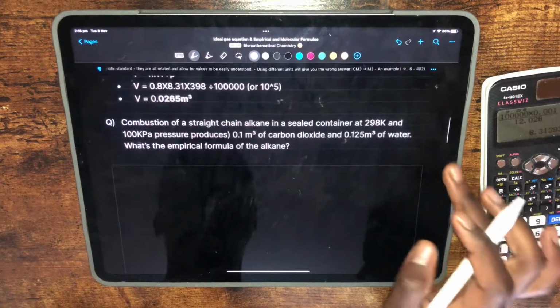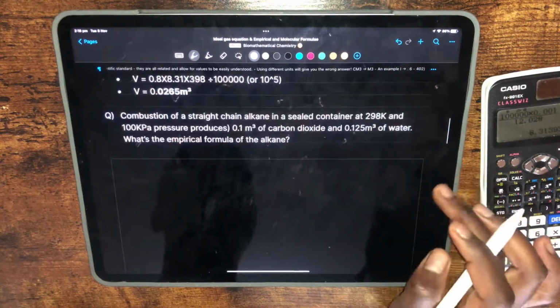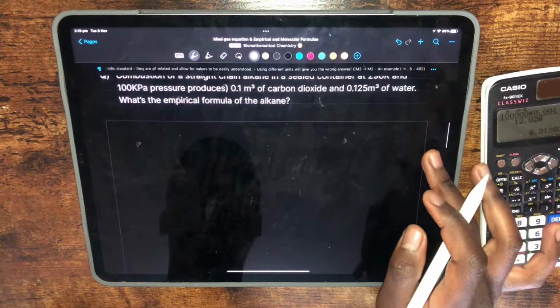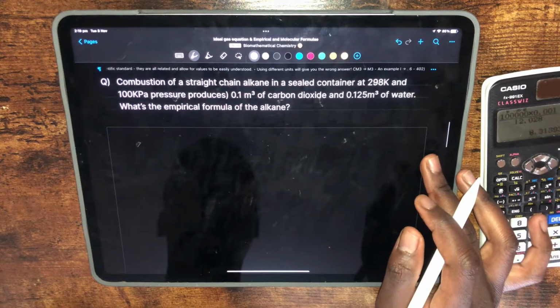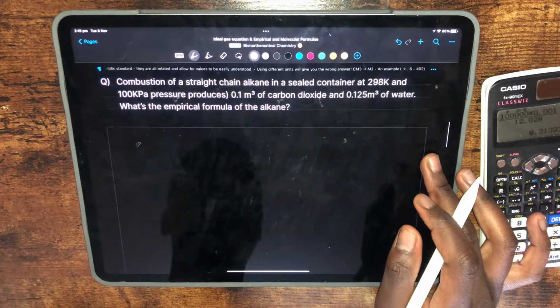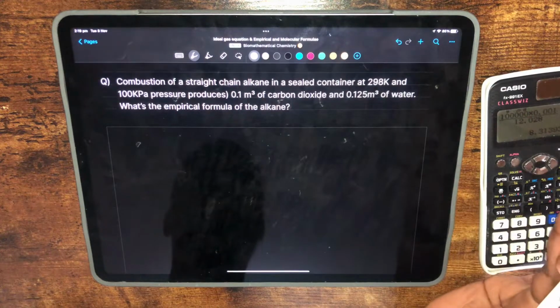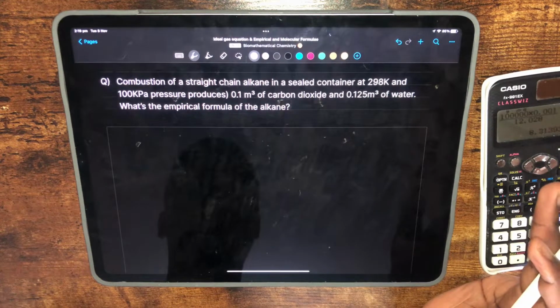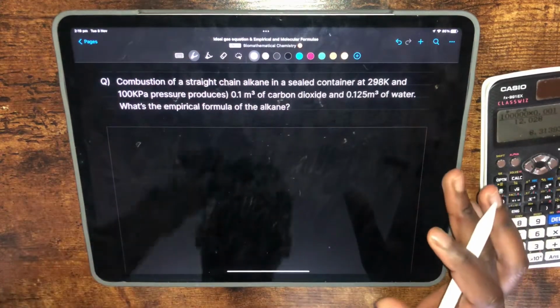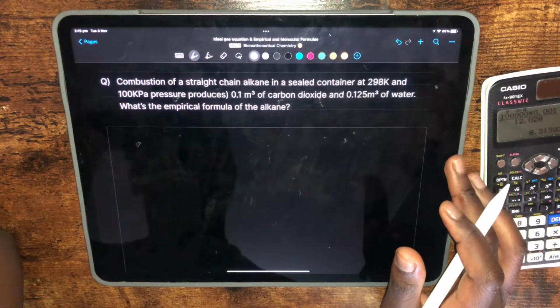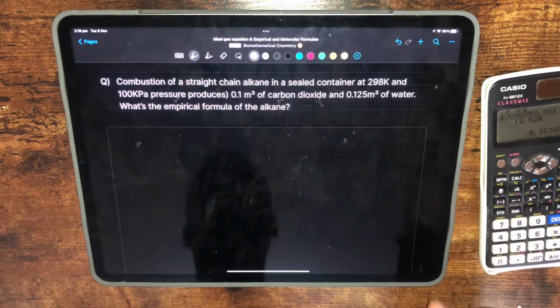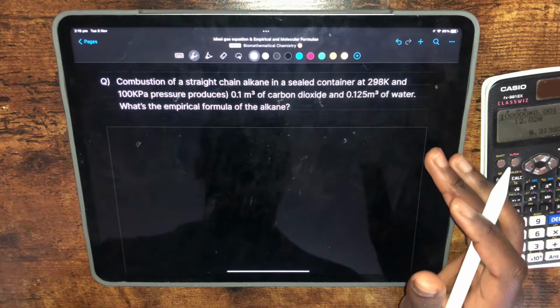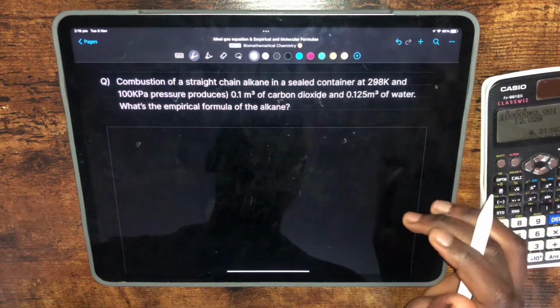Now after you've learned both sections of that, I want you to go for this one question here. Combustion of a straight chain alkane in a sealed container at 298 Kelvin and 100 kilopascals of pressure produces 0.1 meters cubed of carbon dioxide and 0.125 meters cubed of water. What's the empirical formula of the alkane? Pause the video now and try and answer the question.